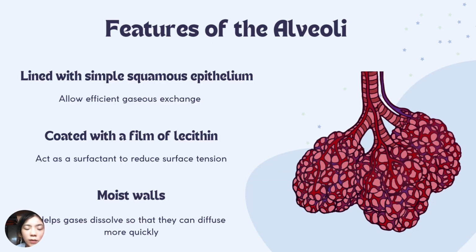So these are the features of the alveoli that enhance the gas exchange processes in the lungs. The alveoli are lined with simple squamous epithelium, which is one cell thick, to allow efficient gas exchange. Furthermore, the alveoli are also coated with a film of lecithin, a phospholipid that acts as a surfactant to reduce surface tension so that the alveoli won't collapse. In addition, the alveoli also have moist walls, which help gases dissolve so that they can diffuse more quickly into the alveoli.